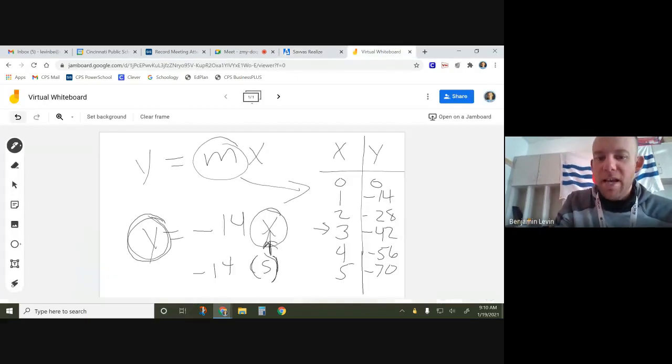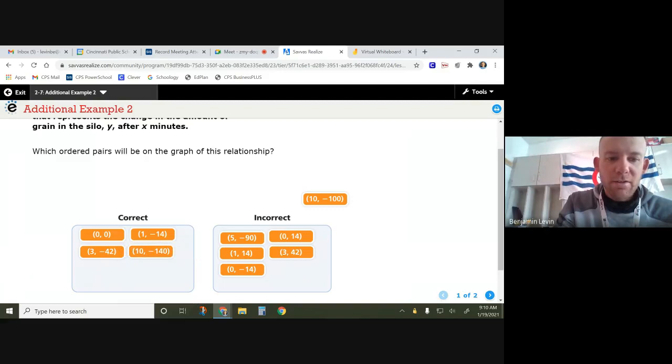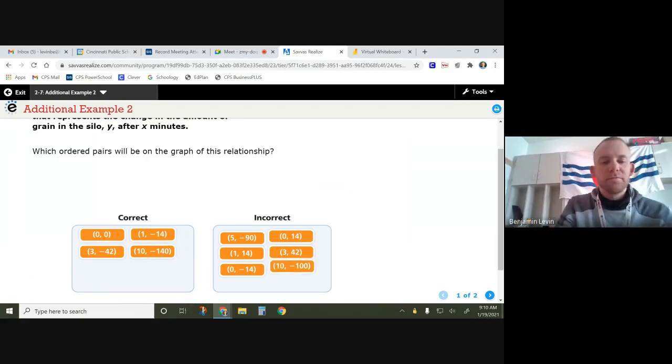So let's think about 10. We're looking at 10. 10 times negative 14 equals negative 140. So at 10 seconds, we're going to be negative 140. That's correct. And it's not going to be negative 100. That's wrong. So that was kind of what it's asking us to do.